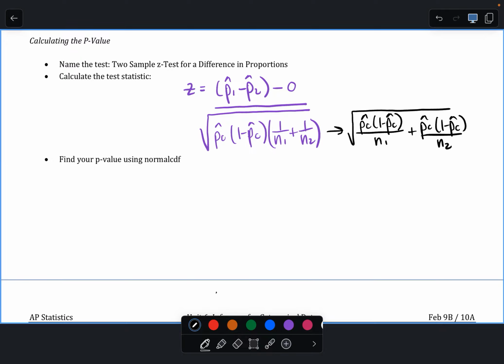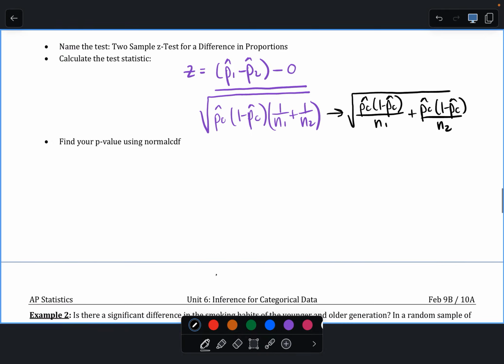Now for the actual p-value, and remember, test statistic is your z-score value. To get your p-value, you are going to use normal CDF, and that is going to tie directly to your HA. So do you think it's less than? Do you think it's greater than? Do you think it's different? That is where you decide lower or upper of the appropriate test.